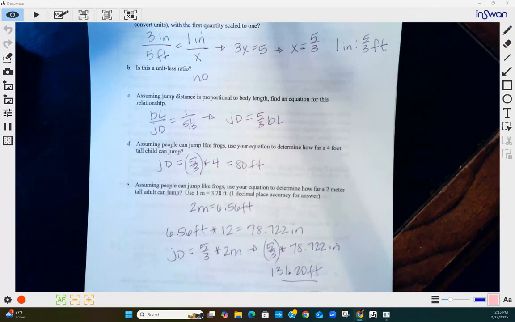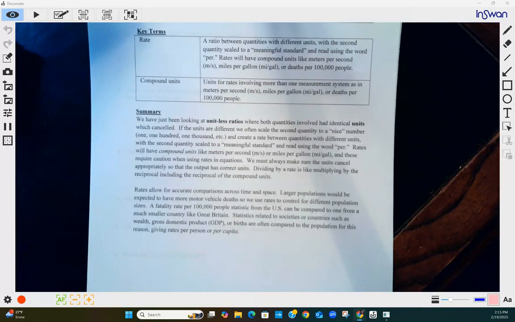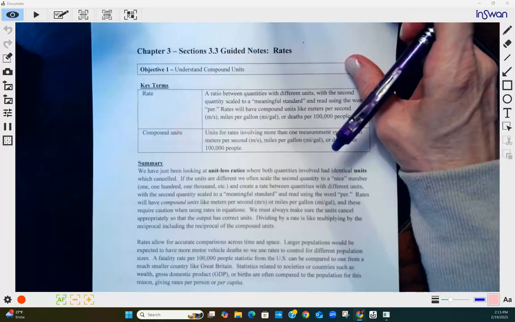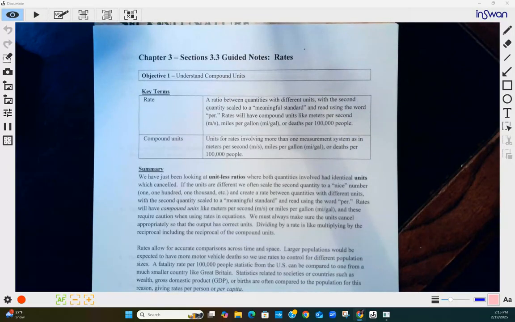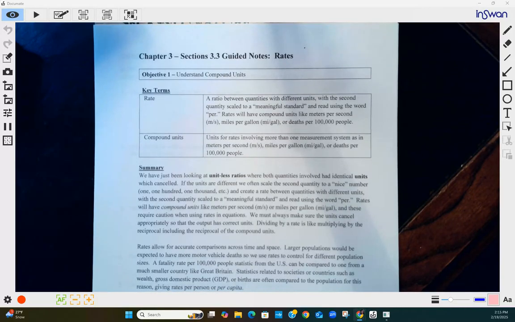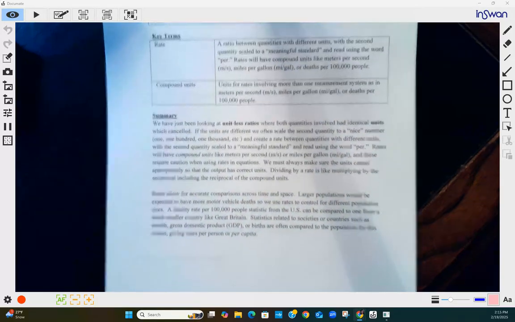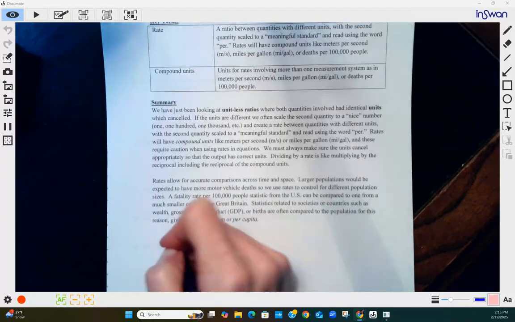Alright, so now we're done with that set of notes. The filled in notes are already available in Canvas. Now we're going to tackle the 3.3 notes on rates. We're still going to be using some proportions and dimensional analysis from the earlier parts of the chapter. We just want to go over a couple details with big numbers and scientific notation.